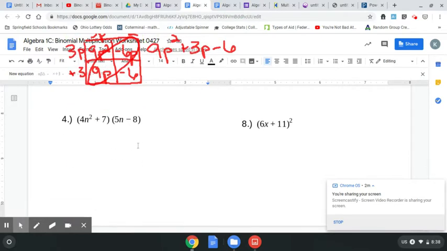Next one. I'm back to foiling on this one. Here we go. First, 4n squared times 5n would get me 20n to the third. 4 times 5 is 20. I have 2 n's here and 1 n here. So 2 n's plus 1 n gets me 3 n's. 4n squared times negative 8. 4 times negative 8 is negative 32. N squared comes along for the ride. Now I'm ready for my inner. 7 times 5n is 35n. And 7 times negative 8 is negative 56. In this case, I'm done. There are no like terms. Yes, these have n's, but this one has an exponent 3, this one 2, and this third one doesn't have an exponent. So none of those are like terms, and negative 56 obviously doesn't either.